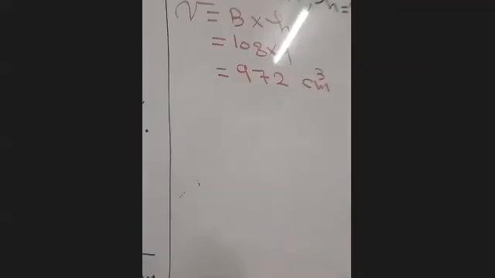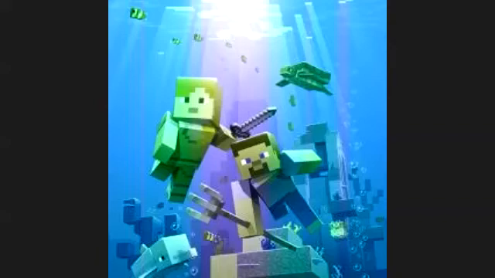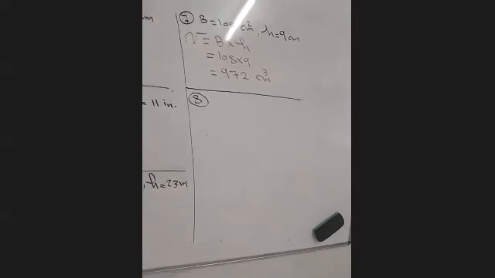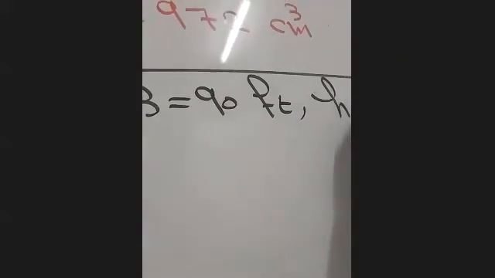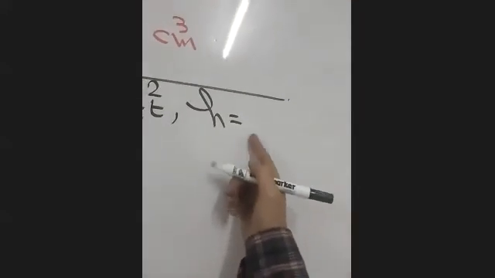Question 8. Abdullah Qassam. Yes, Mister. What do we have in question 8? B and height. Excellent. How much is big B? 90 feet squared, right? And the height? 11 feet.